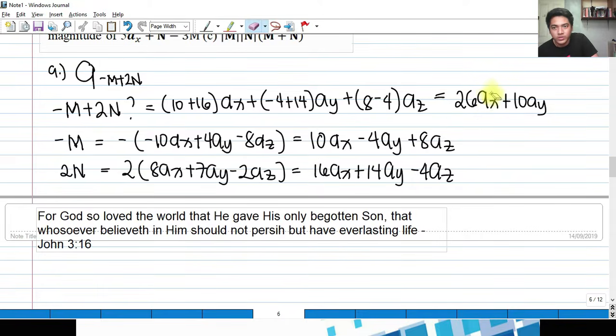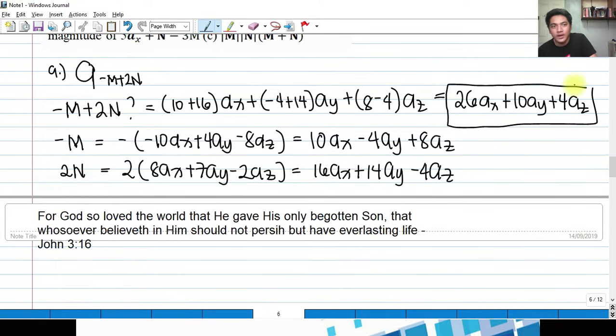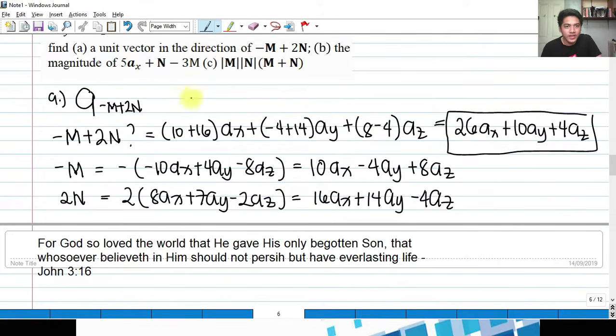Let me just rewrite this so that you would not be confused. A sub x, 26, plus 10, plus 4 a sub z. So, this is our negative m plus 2n. That is not the final answer because we are asked for the unit vector of negative m plus 2n. And the unit vector of negative m plus 2n is negative m plus 2n over the magnitude of negative m plus 2n.